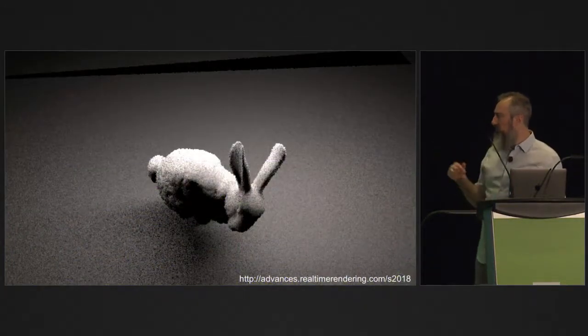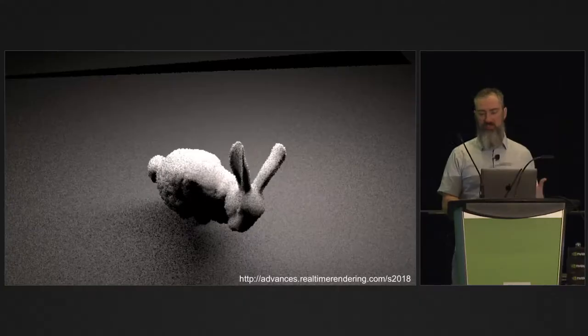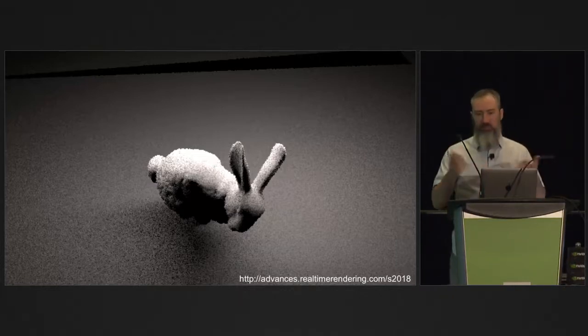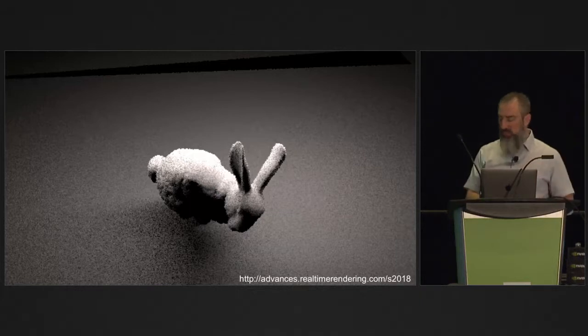These are from Matt's advanced real-time rendering slides. They're going to be online tomorrow, I think, and you can see the math. At some point, you're going to have to bite the bullet and read his book. It's kind of a heavy book, but while you're waiting for your Turing to ship, you can read the book.